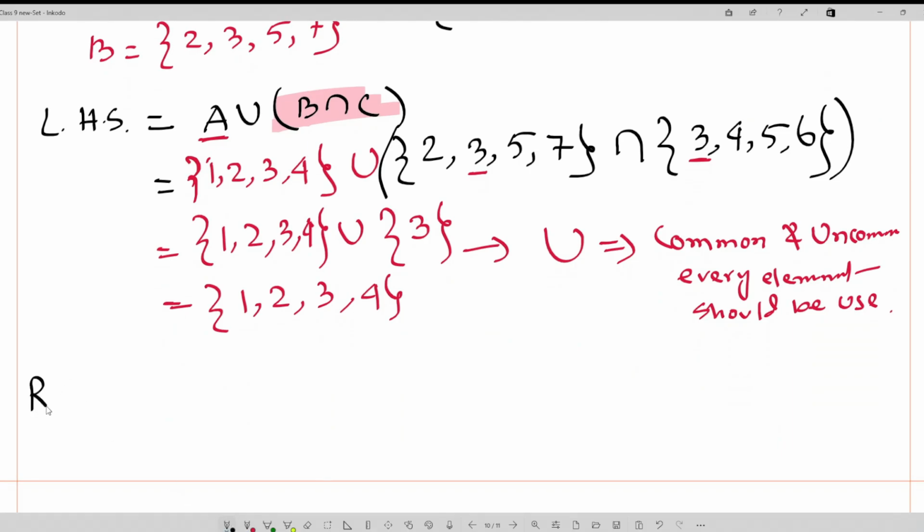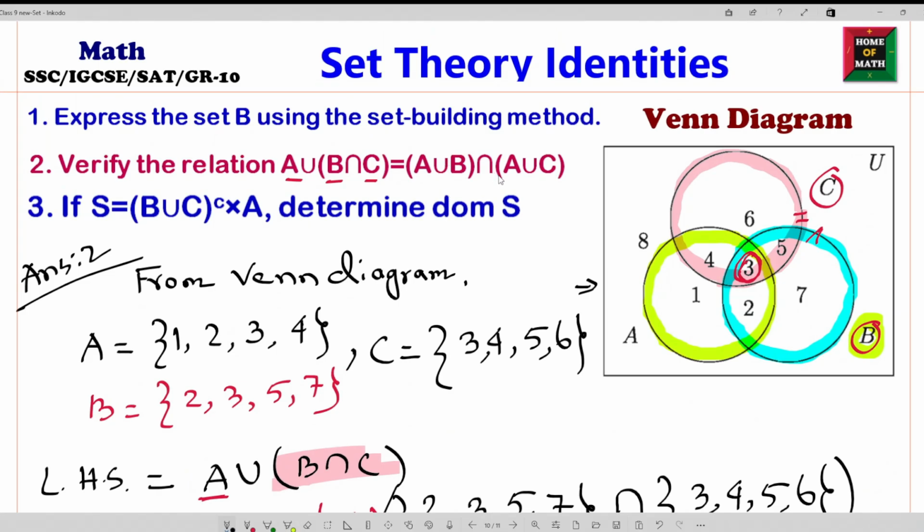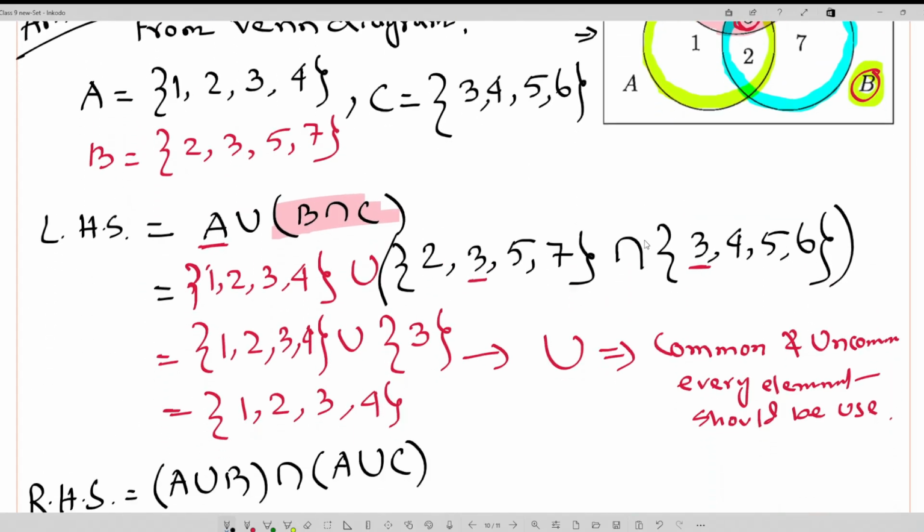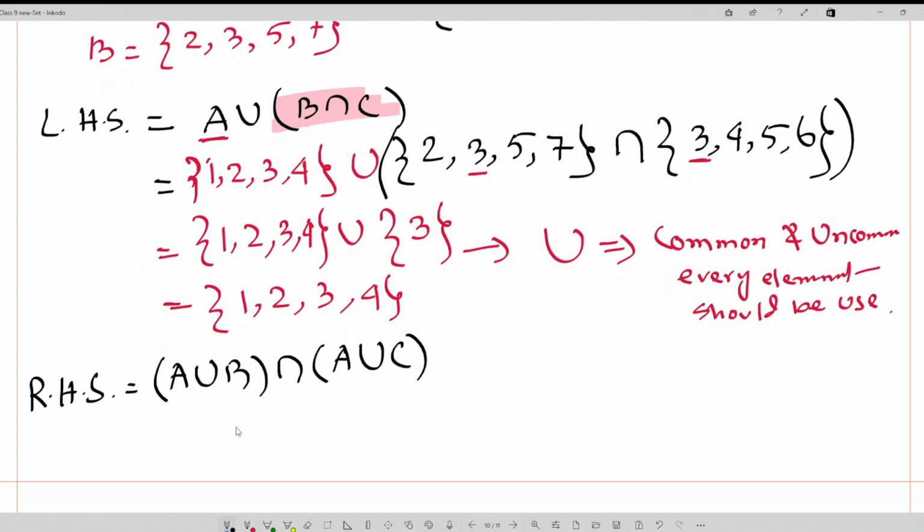Now right hand side, here is (A union B) intersection (A union C). Now A means what? 1, 2, 3 and 4. Then union, B means what? 2, 3, 5, 7. This one we will pack in first bracket.